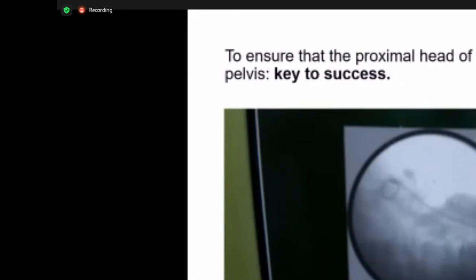So, the key to successful drainage of urine in urinary tract infection secondary to obstruction is that the proximal head of the double J stent must be placed in the right place, the renal pelvis. The video demonstrates that the proximal pigtail of the double J stent was in the renal pelvis.